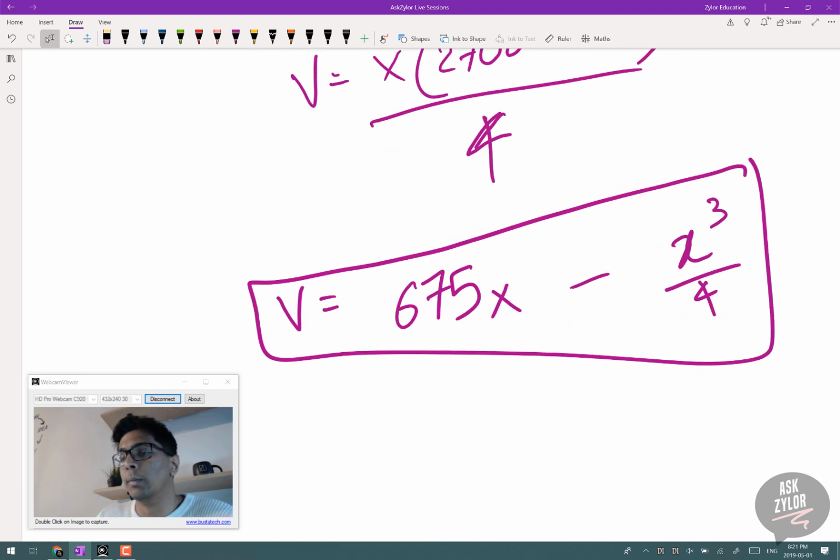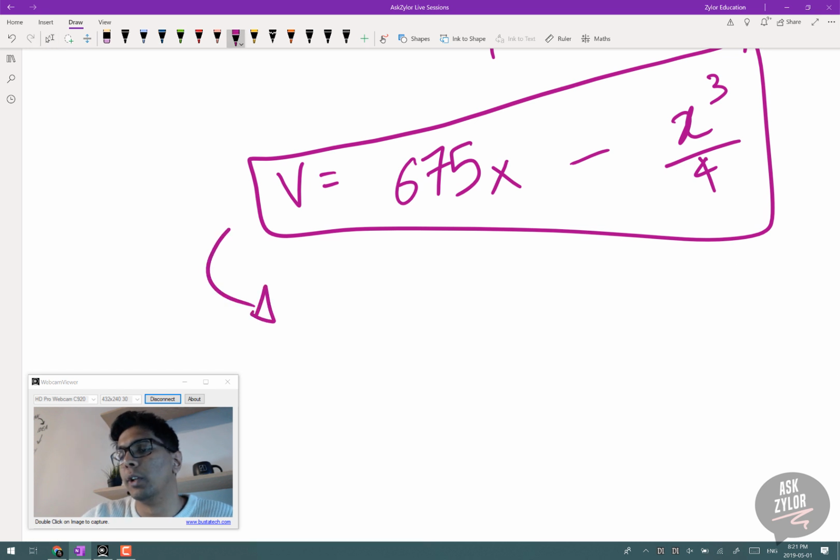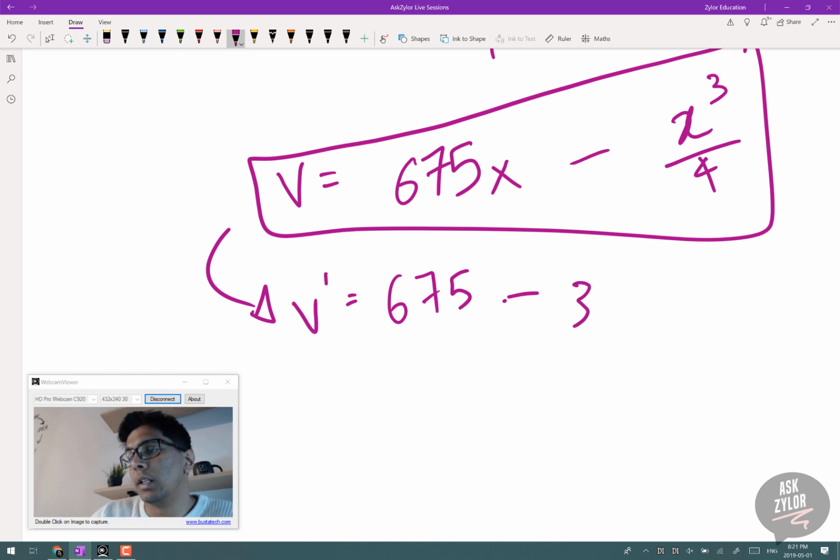My x could be my length and width at this point, right? So now we've got to this point, what we should be doing is find the derivative of my volume to find the maximum volume, right? Because the question was telling me find the maximum volume of the box given these conditions. So to find the maximum volume, I'm going to differentiate this equation. This gives me 675. That's going to be minus 3x squared over 4.